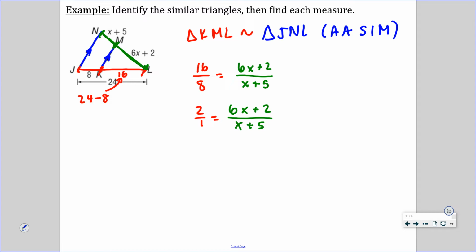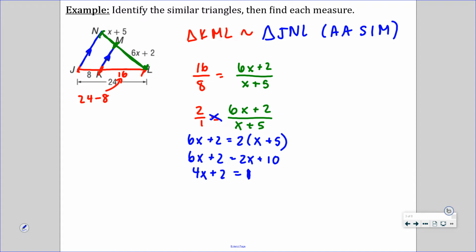So I always like to do that after I set my proportion. I look and ask, is there anything I can simplify before I do my cross multiplying here? So then I get 6x plus 2 times 1, which is 6x plus 2, equals 2 times x plus 5. Distribute and solve.